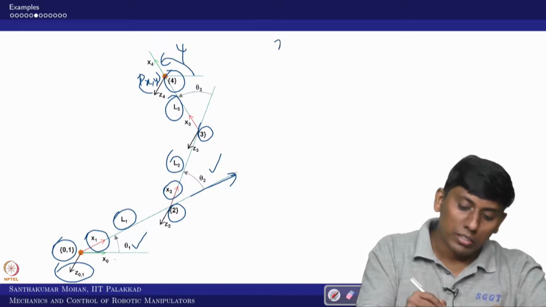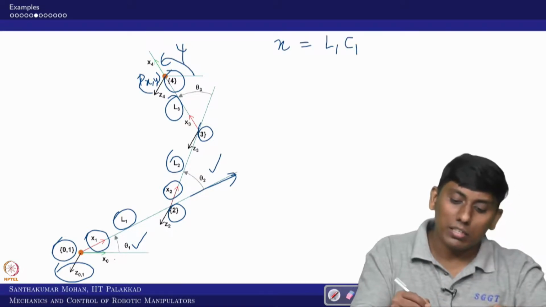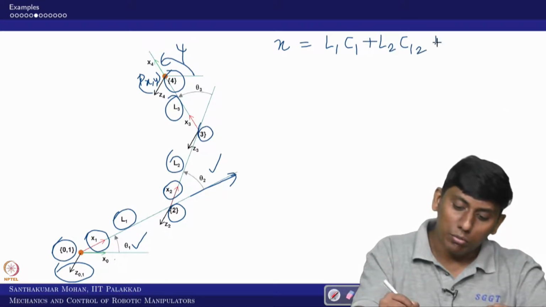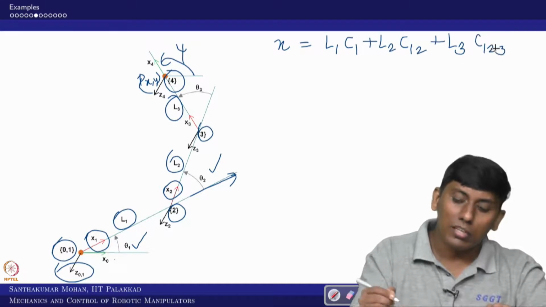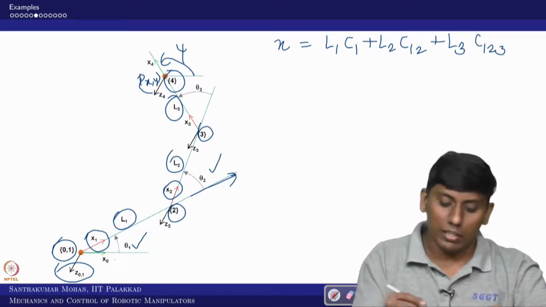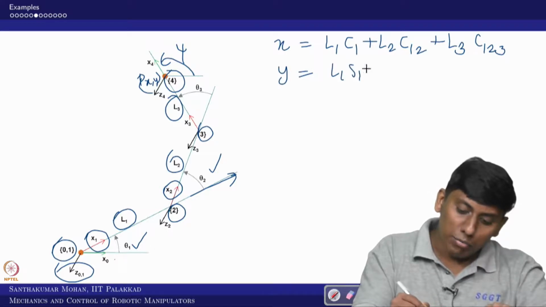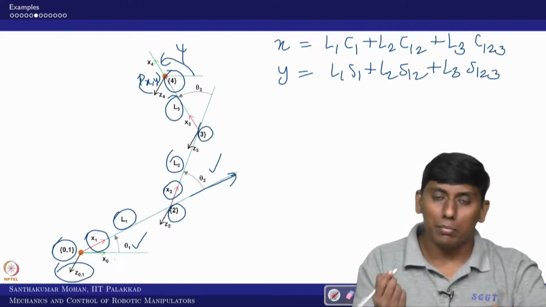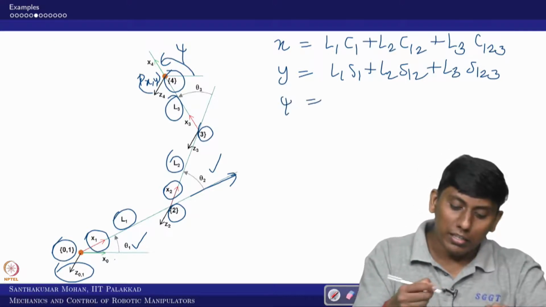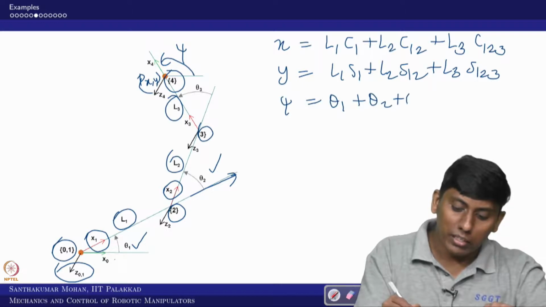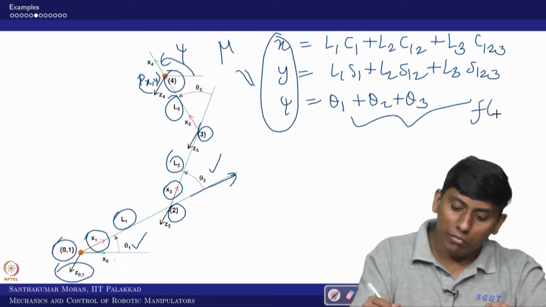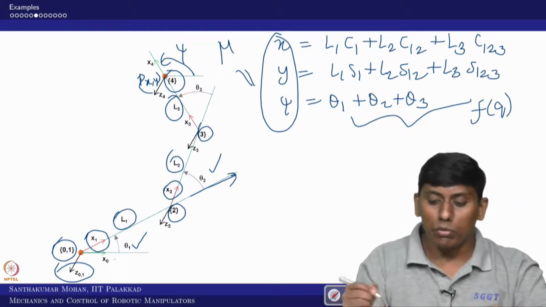Yes, it is straightforward. x I can write as L1 C1, meaning cos theta 1, plus L2 C12, meaning cos of theta 1 plus theta 2, plus L3 C123, meaning cos of theta 1 plus theta 2 plus theta 3. And y is L1 S1 plus L2 S12 plus L3 S123. In this case we really do not require the DH parameters, but still we can do it. Then psi is theta 1 plus theta 2 plus theta 3. So this is related to mu, which is a function of q. In the sense, forward kinematics we have done.